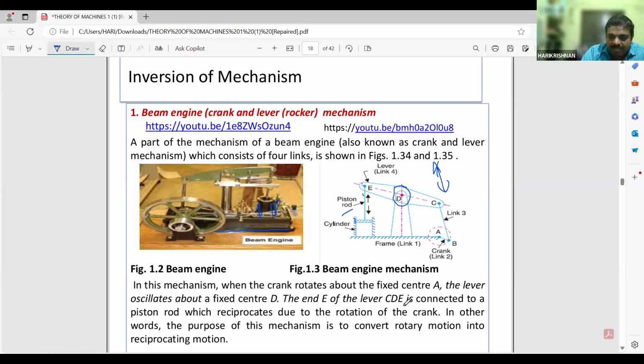The end E of the lever CD is connected to a piston rod which reciprocates. I have told you it will be reciprocating inside the cylinder due to rotation of the crank. On the other hand, the purpose of the mechanism is to convert the rotary motion into reciprocating motion as the final output. Whatever rotary motion is here, it is converted into reciprocating motion. I think it's clear.